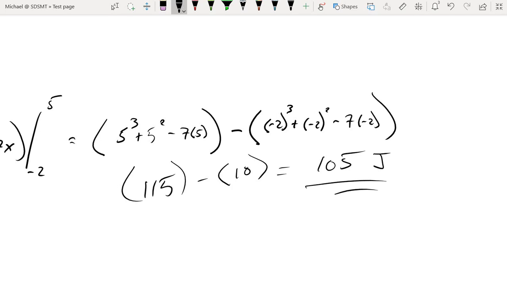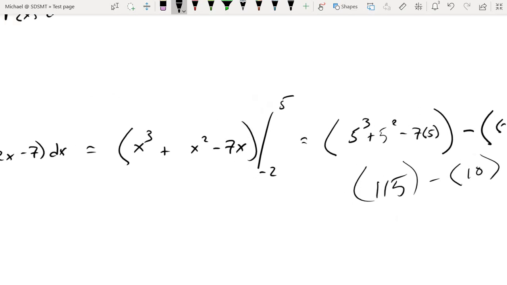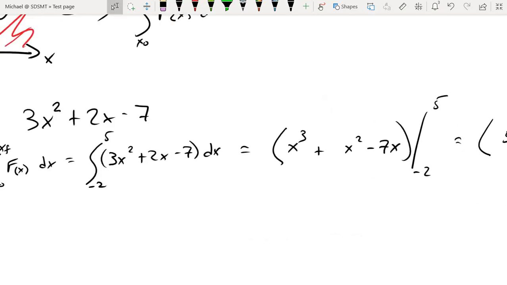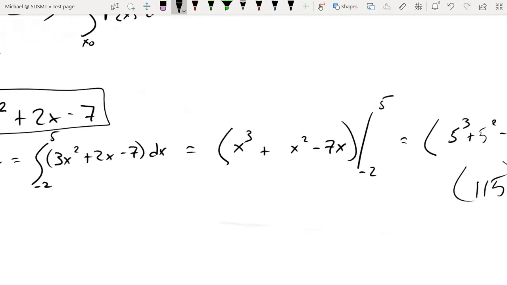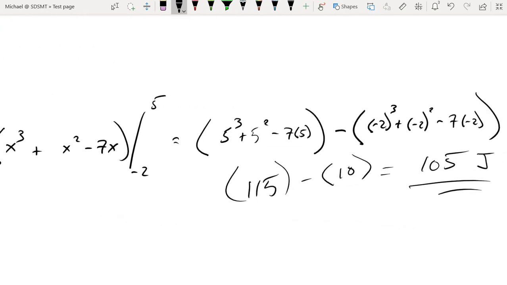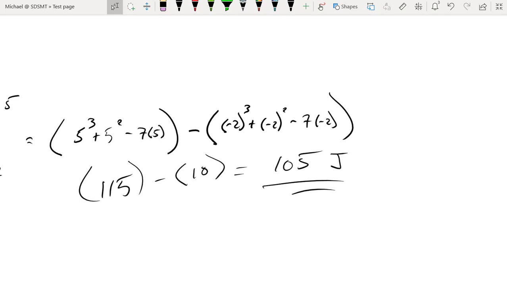So that is how much work this force function does in moving us from -2 to +5. And all I can assume at this point is that we had meters for those position values. But that shows us how we're going to deal with really any kind of variable force with respect to position.